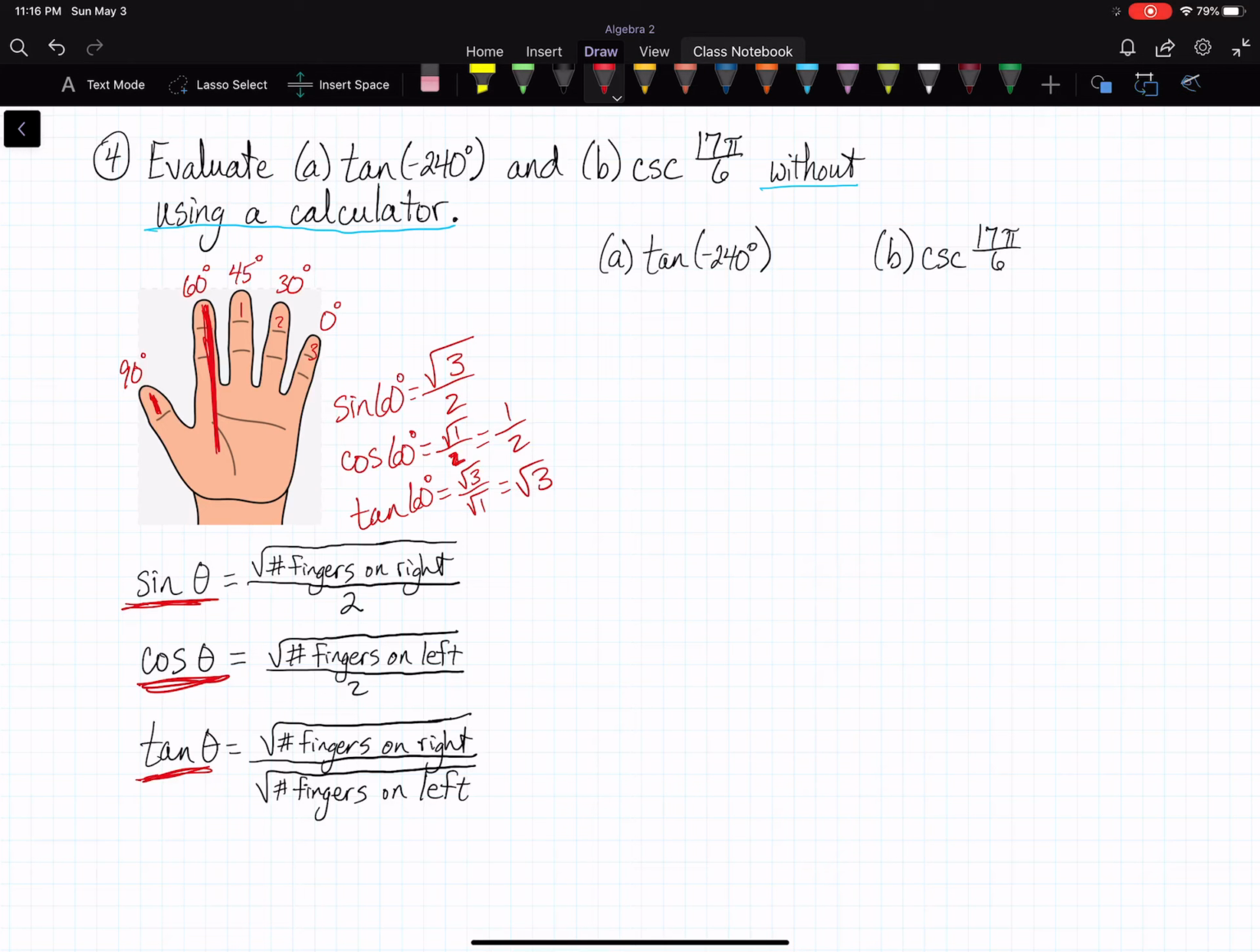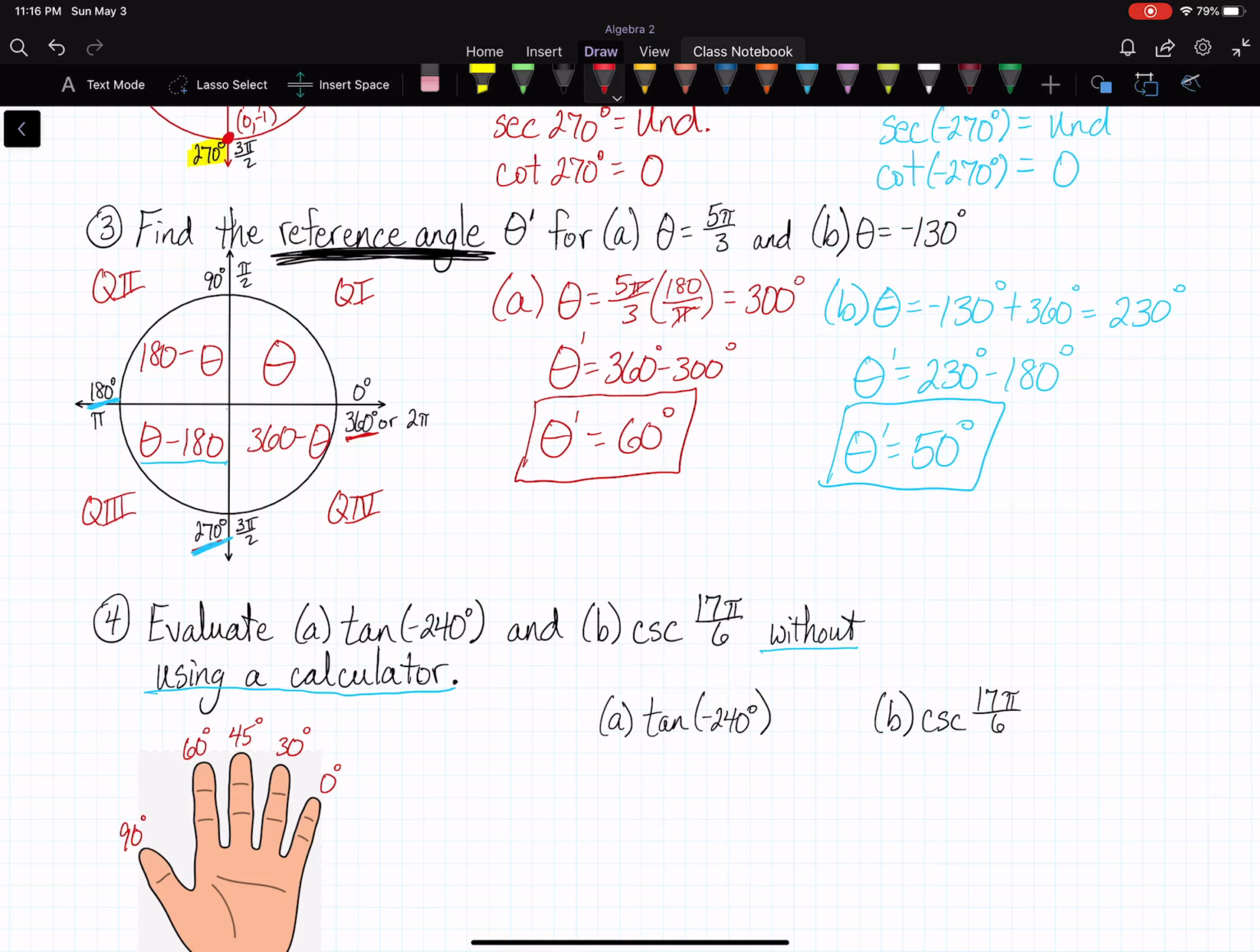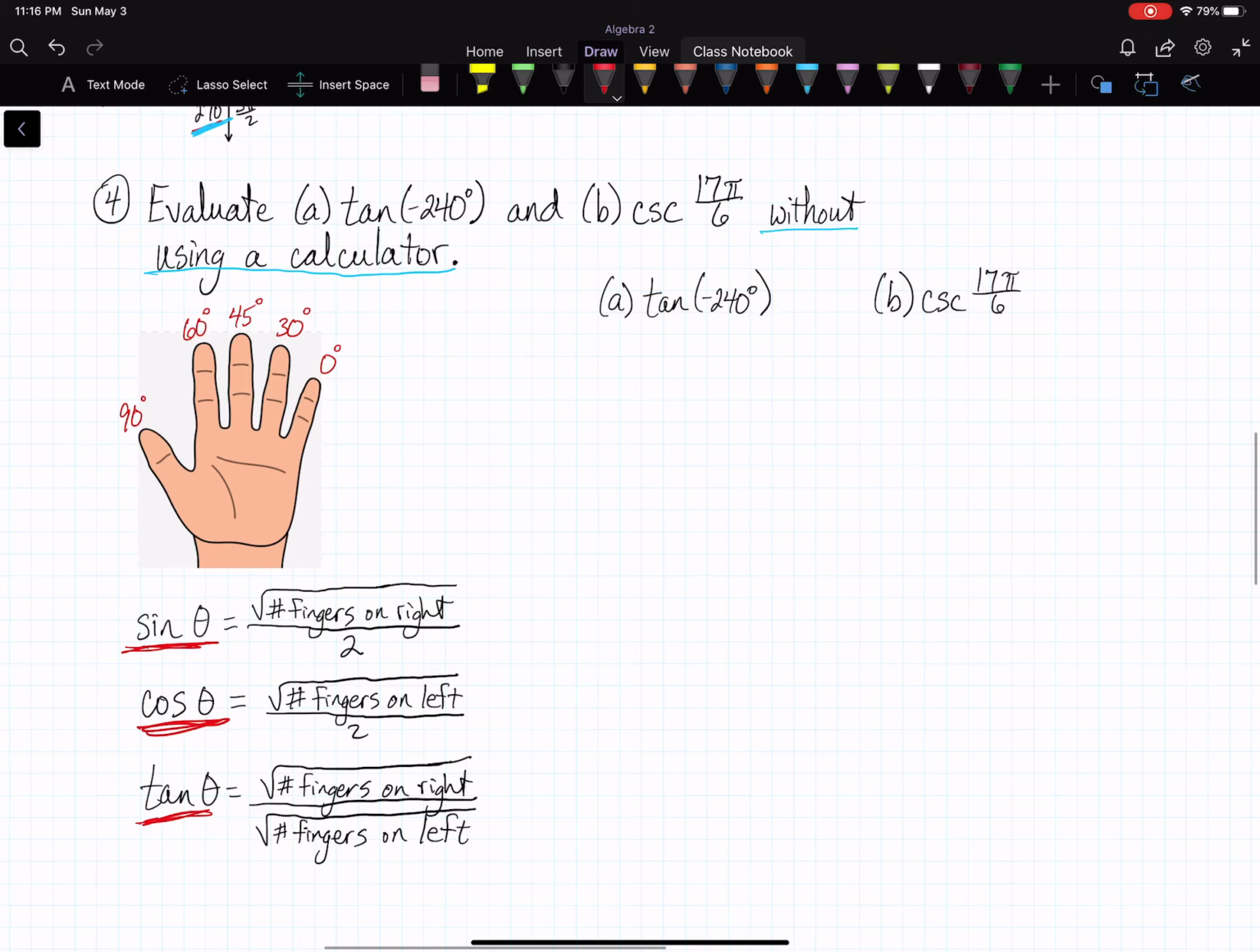Okay, so how are we going to use this on our problems? Because if you see over there, tangent negative 240 is not 0, 30, 45, 60, or 90. Okay, but it is. Let me show you how we get there. We have to find the reference angle for negative 240. So we're taking number 3 that we just did where we found the reference angle. We have to do it for this.